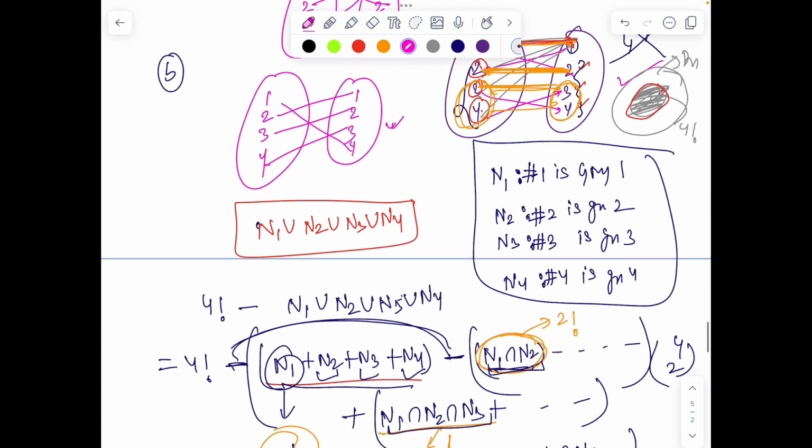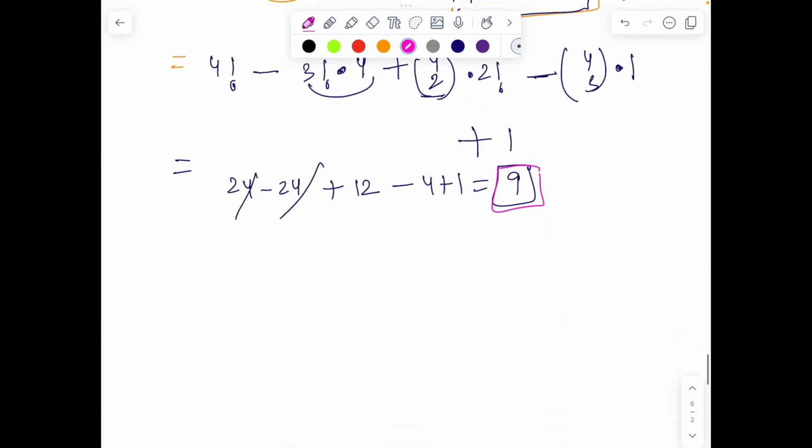Okay, so this was really nice. You can use the same method to find the answers for 5 objects, 6 objects, 7 objects, and up to n objects. In fact, this answer 9 is known as a derangement. Derangement means destroying the arrangement.